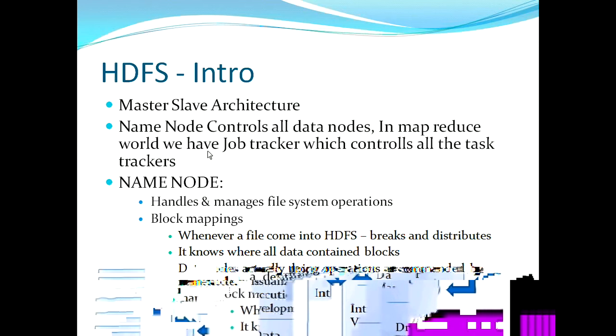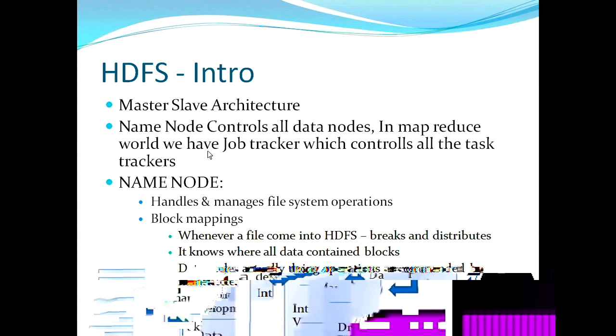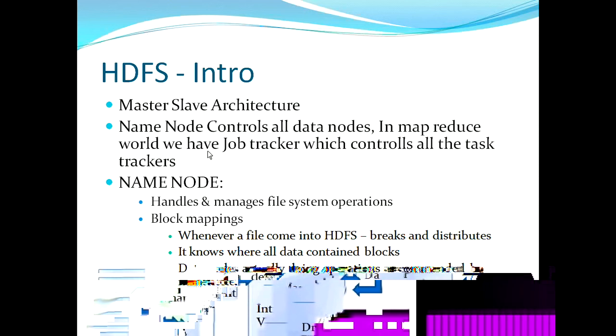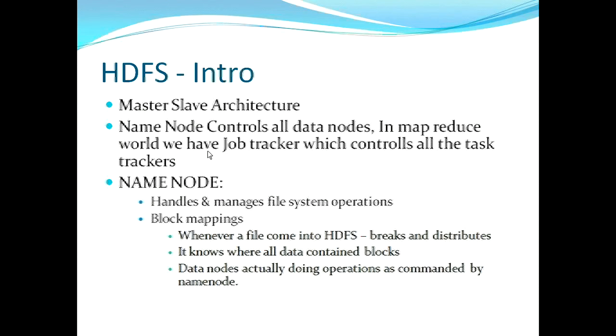Okay, let's start with the HDFS introduction. It's a master-slave architecture. It contains a master and many slaves. The master is typically the name node and the slaves are data nodes. The name node controls all the data nodes. In the MapReduce world, we have a job tracker which controls all task trackers. Coming to the name node, it handles and manages file system operations. It does block mappings.